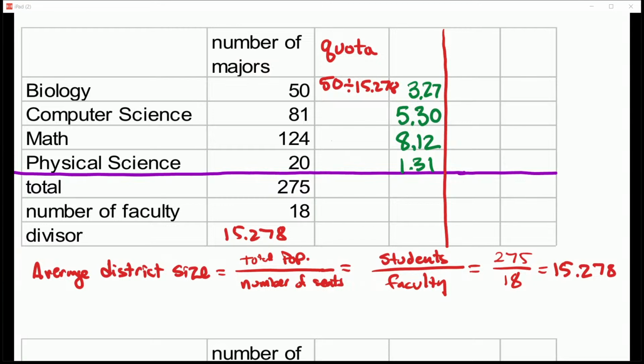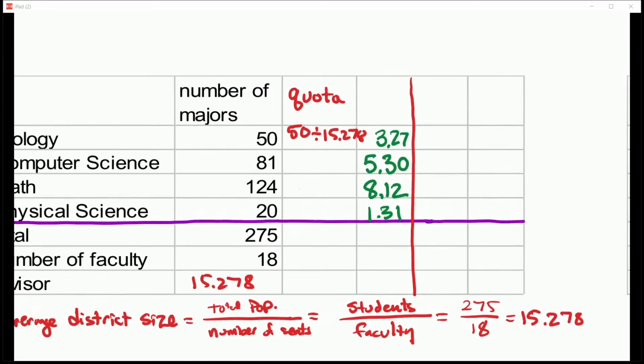I guess the first step is to compute what's called the divisor, or the average district size. Then we get the quota. Then the next step is to round down. I know, it sounds familiar, doesn't it? So I'm always excited when students come up with exactly the same thing.